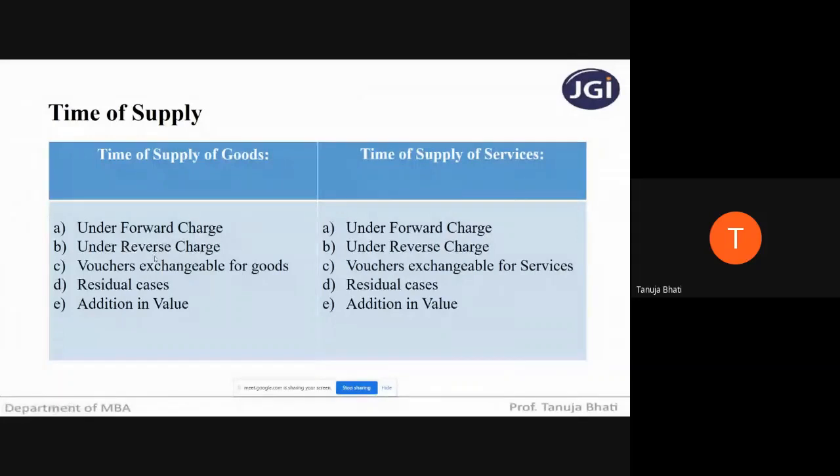Forward charge is where the supplier is liable to pay tax. Reverse charge is where the recipient is liable to pay tax. Vouchers are nothing but hampers that are given, against which you can redeem any goods or services. It has been provided by the supplier. Residual cases apply when none of the provisions are applicable, that is, you are not able to determine the time of supply under forward charge, reverse charge, or vouchers, then you need to apply this residual case. And addition in value is nothing but the extra amount collected over and above the normal consideration, that is either in the form of interest, penalty, or late fee.